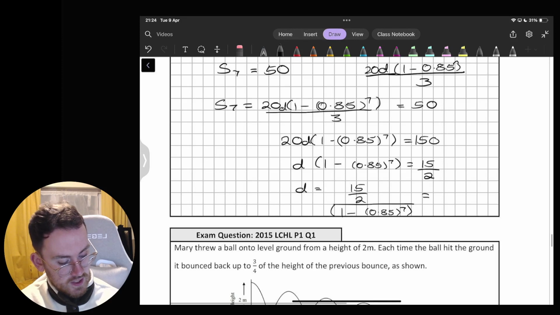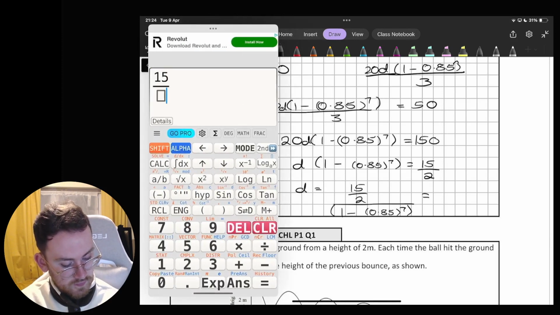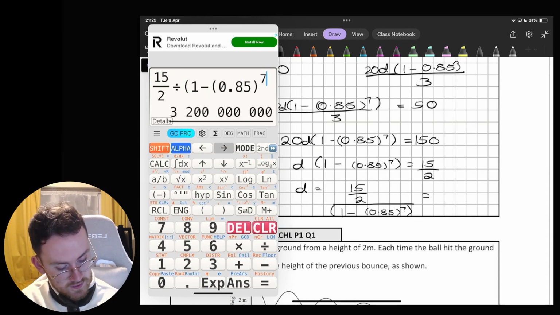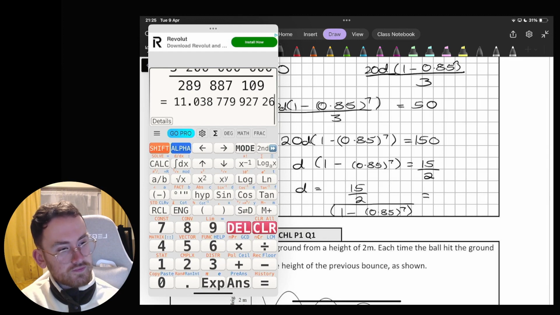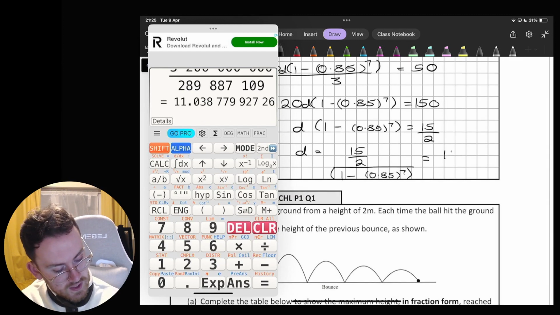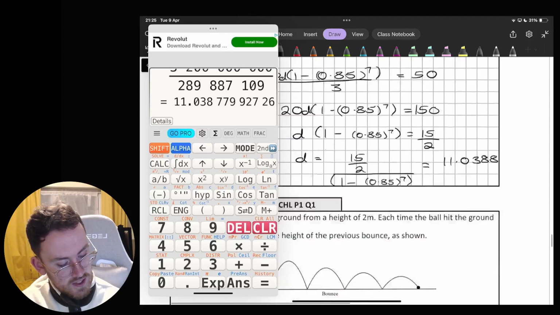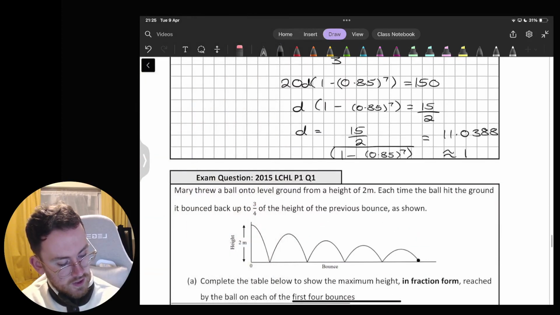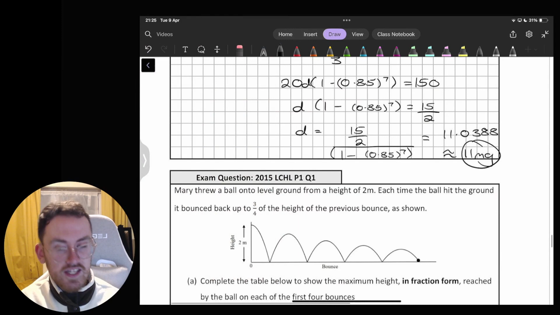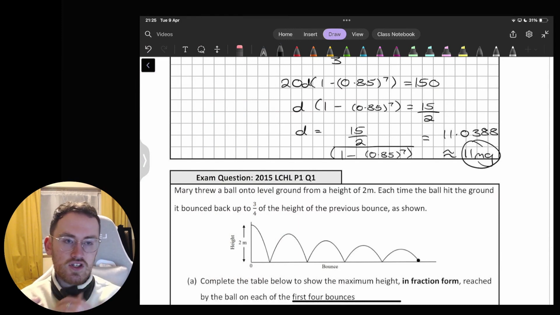And we can just double check that we've got that correct here. So divided by 1 minus 0.85 to the power of 7, and I get an answer of 11.0388, and I'm asked for the nearest milligram. So to the nearest milligram, that would be 11 milligrams. So each day, Jessica's been getting injections of 11 milligrams.